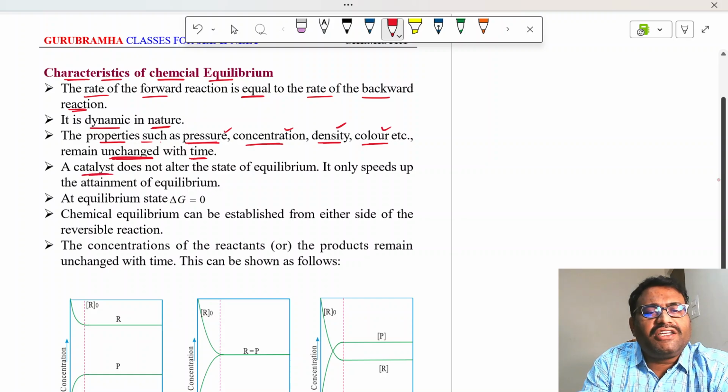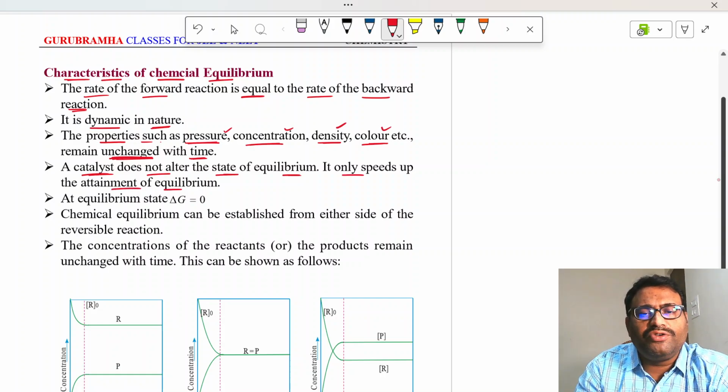A catalyst does not alter the state of equilibrium. It only speeds up the attainment of equilibrium. When you use a catalyst, already we have studied the definition of catalyst. A catalyst is the substance which participates in the reaction, which increases the rate of the reaction but does not undergo any change, any net change.